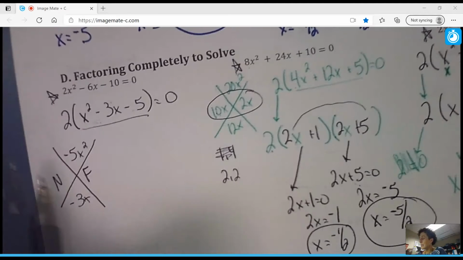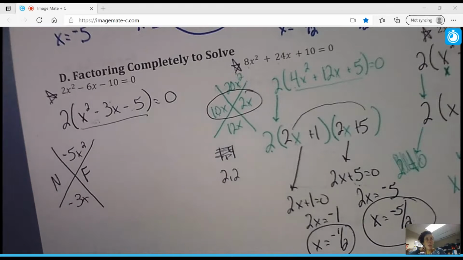So the idea of this problem is just to introduce you to the idea that not everything is going to be factorable. So we'll be coming up with a backup plan. And that's it.